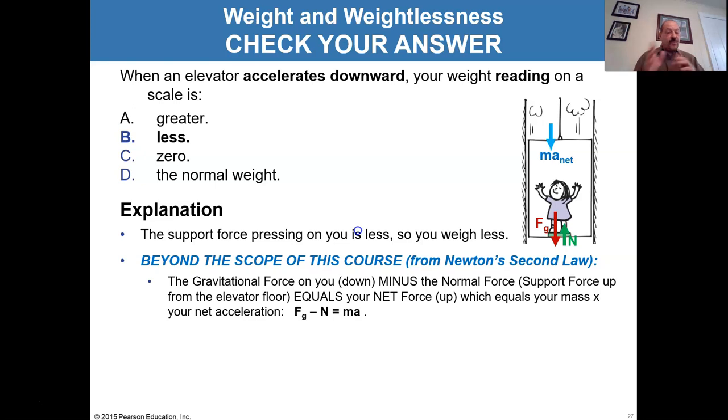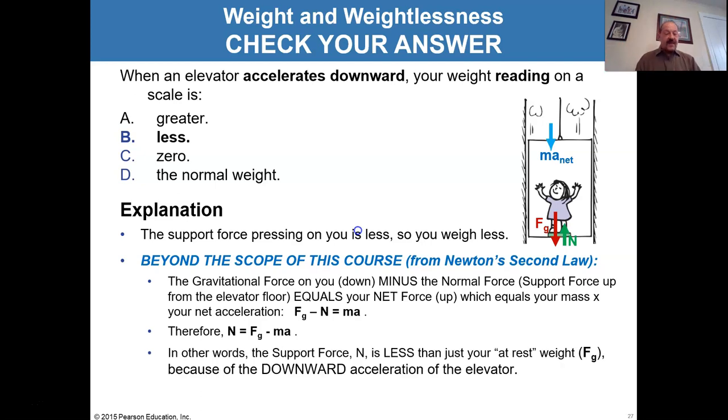And if you rearrange the equation to get the normal force, you see the normal force is the force of gravity minus your downward acceleration times your mass. That's your net force. And that just means that the normal force is less than just gravity alone because you're subtracting out extra amounts from the FG, from your weight. And that just means because the floor is dropping out, you feel less support force, and therefore you will weigh less on a scale sitting in the elevator.